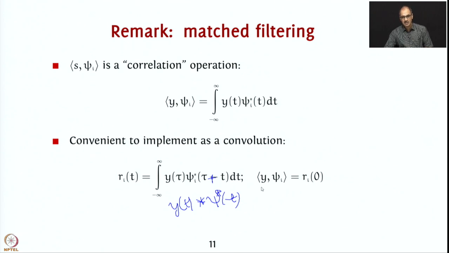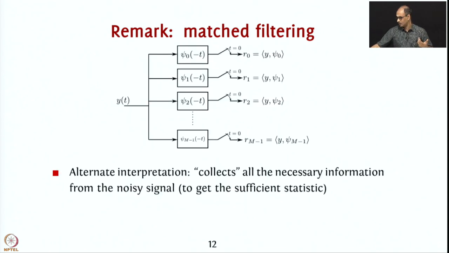And if you want to just evaluate this quantity, you need to just substitute t as 0, because if you substitute t as 0, you essentially get r_i of 0. So what you typically do is perform the convolution with the flipped version of psi and sample at the 0th point. So what you typically have is a bank of what are called matched filters. What are these matched filters? Essentially you write psi 0 or psi 0 conjugate, depending on whether it's real or complex, psi 1, psi 2, and you keep writing them up to psi n minus 1 of t. Sometimes I use psi 1 to psi n; in this case I have used psi 0 to psi n minus 1.